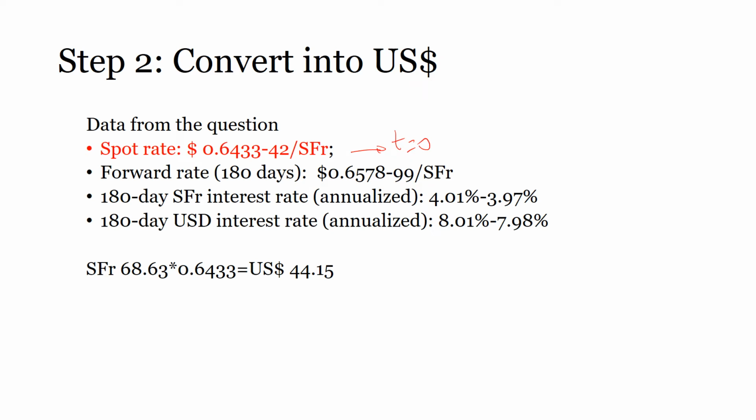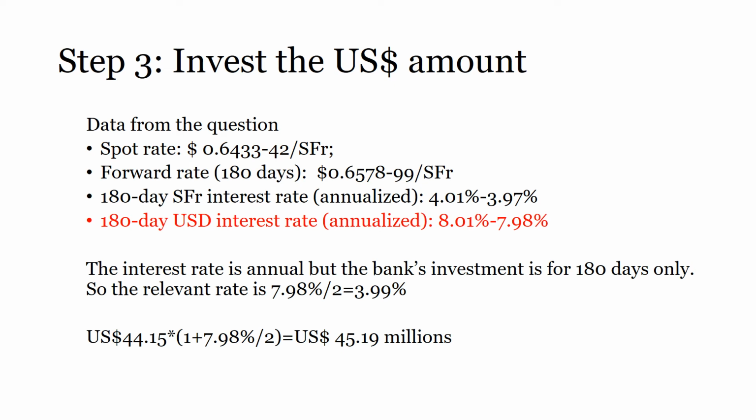You apply it to the 68.63 million Swiss francs you have, and it gives you $44.15 million. Okay. Step 3, you invest the amount, and here the relevant rate is the US interest rate, and it has to be the smaller one. Now, in the previous slide, we used the higher rate for the Swiss franc, and for the investment we use the lower one. Of course, if you're a borrower, you pay the high rate. If you're an investor, you receive the low rate.